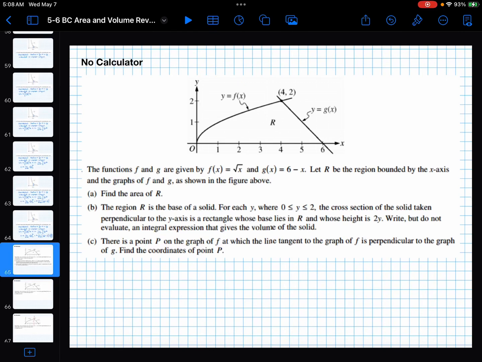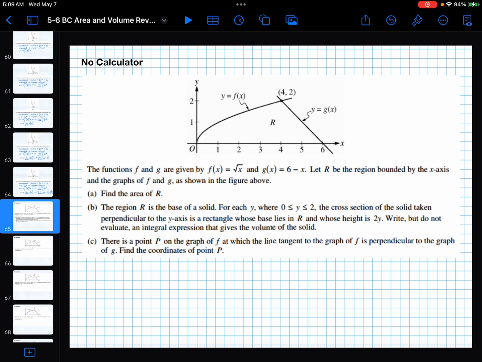We're going to start off with the third question here, and this is a no calculator question. Let's just take a look at the setup here. If you look at the graph from 0 to 4, the upper boundary of region R is f of x, and from 4 to 6, the upper boundary is g of x, and it looks like a line.